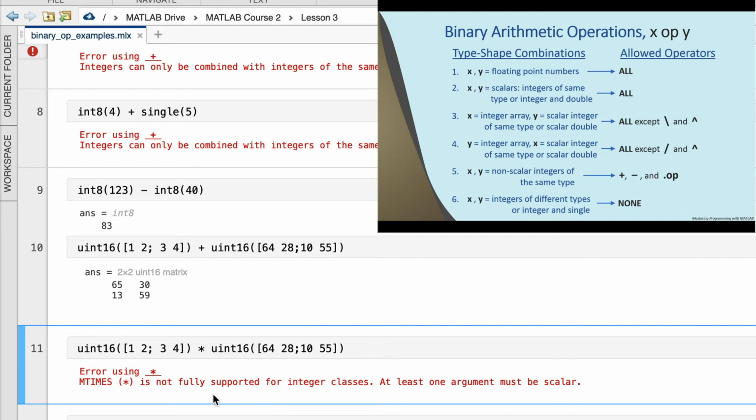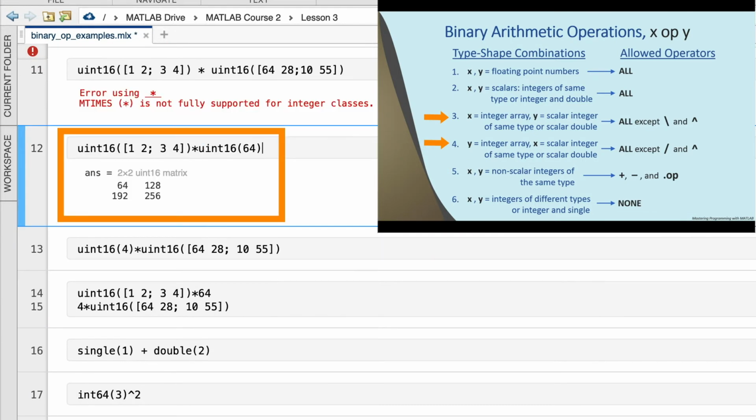In this message, we also see a somewhat vague explanation of the problem that caused the error. This operator is not fully supported for integer classes. And it's also kind enough to tell us that if at least one argument is scalar, m times will work. And we're left to figure out that if we use the asterisk, then it'll work if at least one operand is a scalar. Well, we can also see that from rules 3 and 4 up here. But let's try a couple examples anyway. First with a scalar on the right.